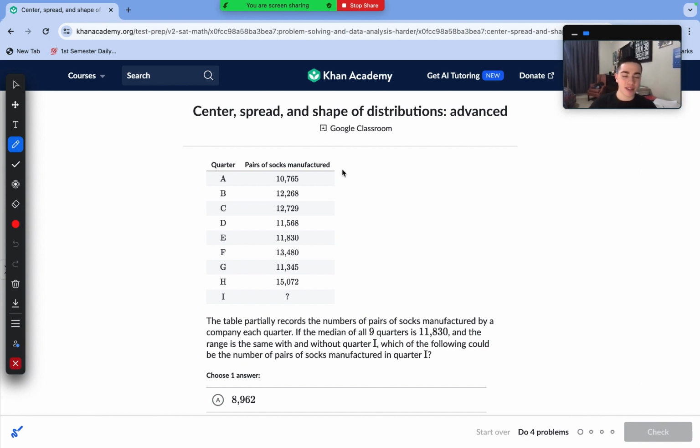Today we're going to be going over the same skill as the previous two, center, spread, and shape of distributions, but this time our advanced difficulty level. Let's just tackle our first question.